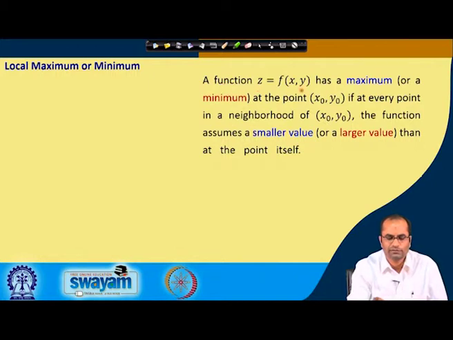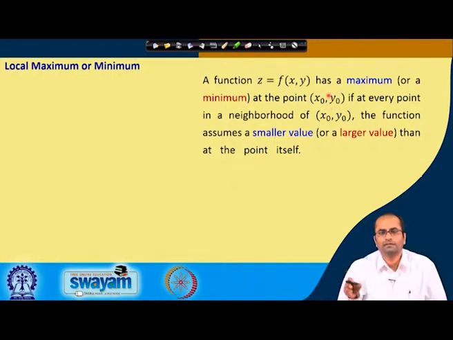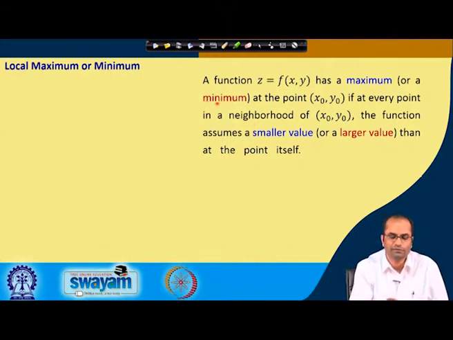So, a function z equals f(x, y) has a maximum at the point (x0, y0) if at every point in a neighborhood of this point the function assumes smaller values than the point itself. Meaning here we are calling that the function is taking maximum value at this (x0, y0) point if at all other points in the neighborhood of this point the function is taking smaller values. So, naturally the function has attained a local maximum at this point, and similarly we can define it for the minimum also.